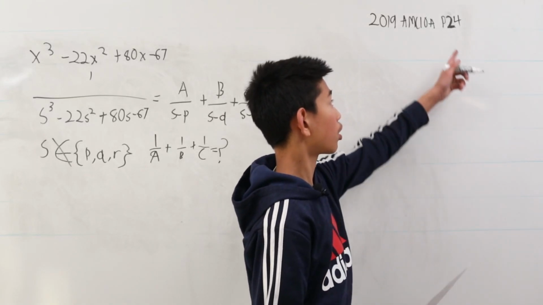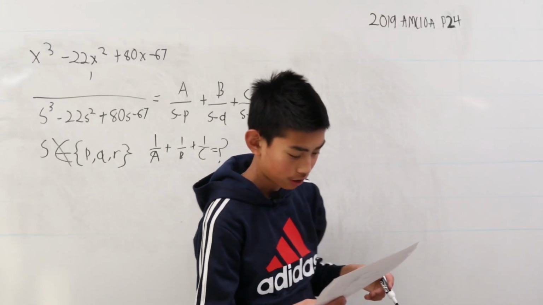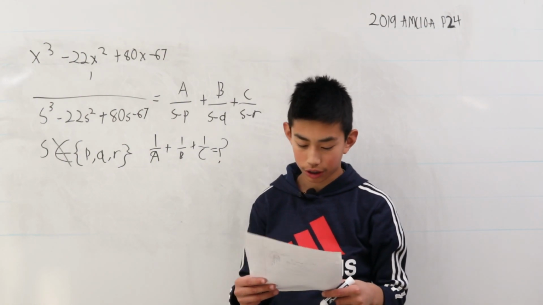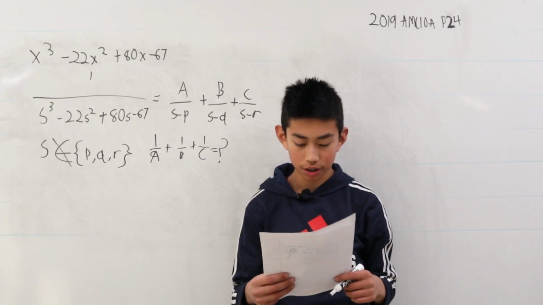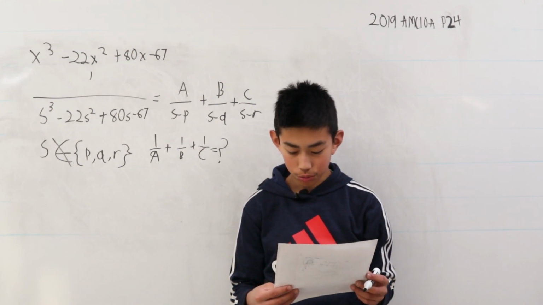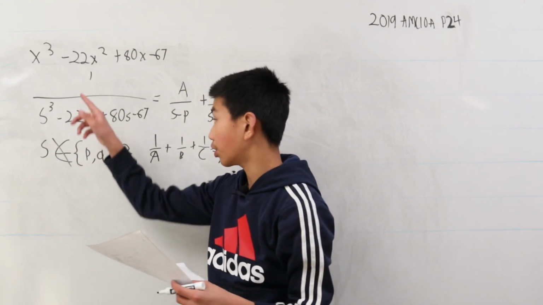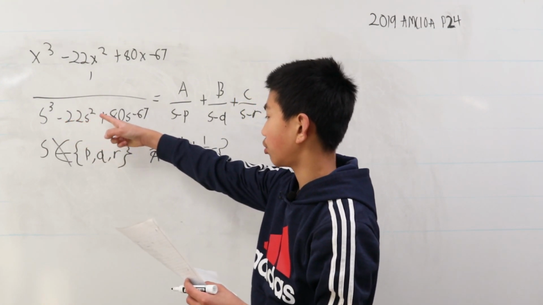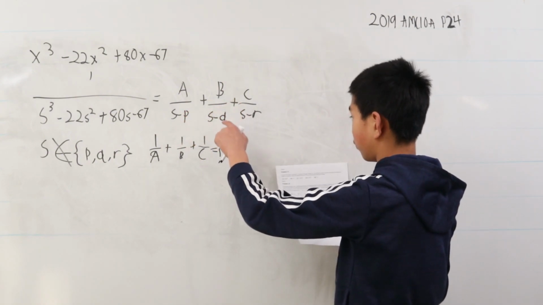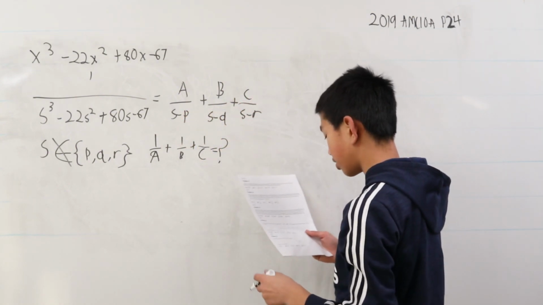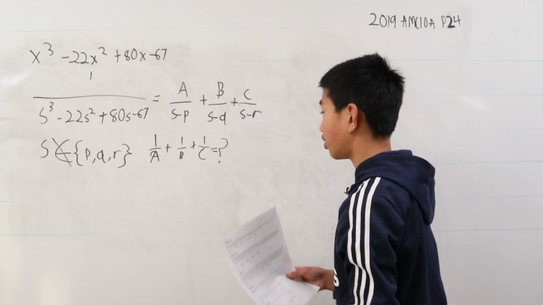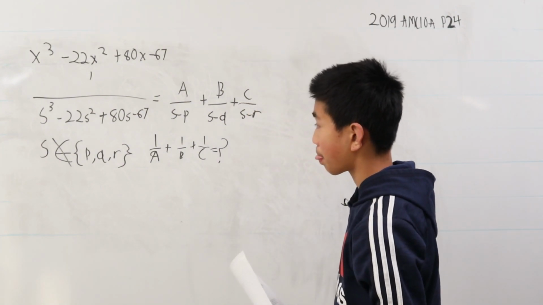We are now solving problem 24 from the MC10A from 2019. Let p, q, and r be the distinct roots of the polynomial x cubed minus 22x squared plus 80x minus 67. It is given that there exist real numbers a, b, and c such that 1 over s cubed minus 22s squared plus 80s minus 67 is a over s minus p plus b over s minus q plus c over s minus r for all s not p, q, and r in this case. What is 1 over a plus 1 over b plus 1 over c?